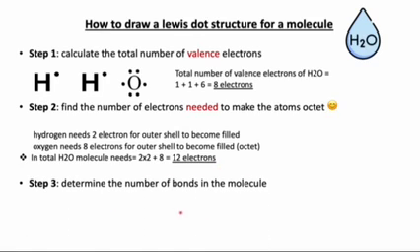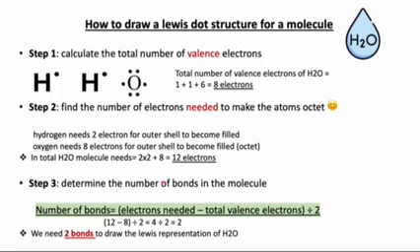Step 3, we determine the number of bonds in the molecule. The number of bonds is determined by this rule: the number of bonds equals the electrons needed minus the total number of valence electrons, divided by 2. So 12 minus 8, divided by 2, gives us 2. So we need 2 bonds to draw the Lewis representation of H2O.